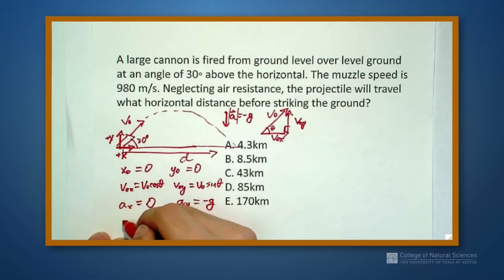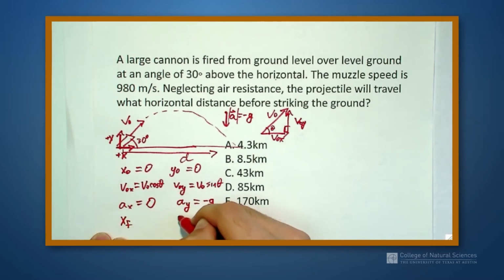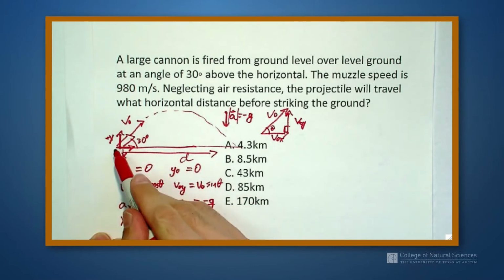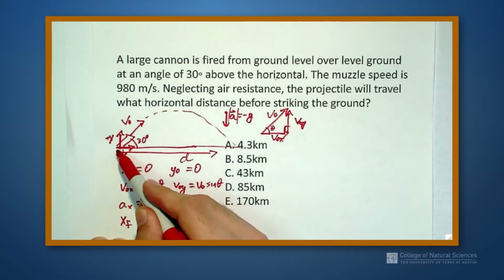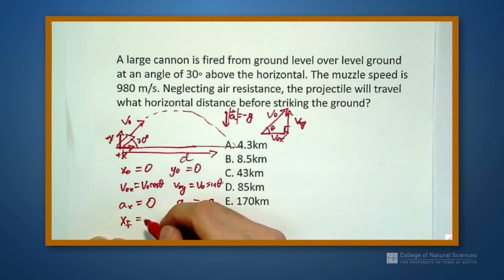And I know something about my final positions, my final y and my final x. Well, my final y is actually kind of easy. I go up and I go back down. I end up at the same spot I began with. My final x, on the other hand, is how far do I want to go? This is actually the value that I'm solving for.